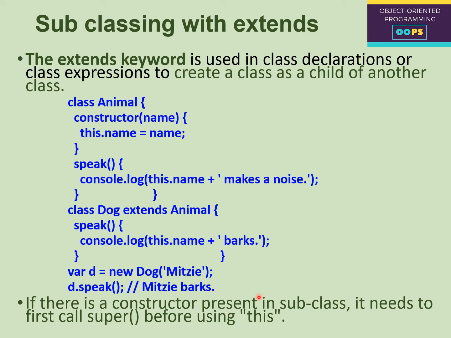If there is a constructor present in subclass, it needs to first call super before using this. So if another constructor is placed in dog class, inside the dog constructor we have to use the super keyword, or just specify the super function, to invoke the parent class constructor before using this variable. Likewise, we can implement inheritance in JavaScript. For implementing inheritance in JavaScript, we have to use the keyword extends.